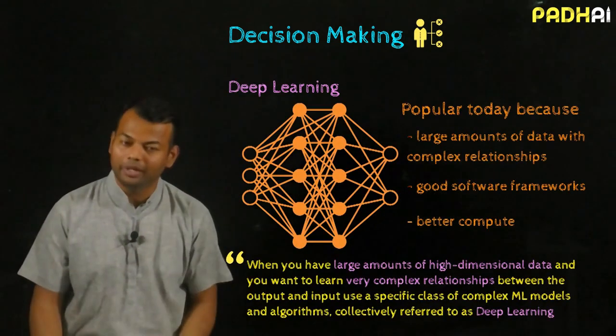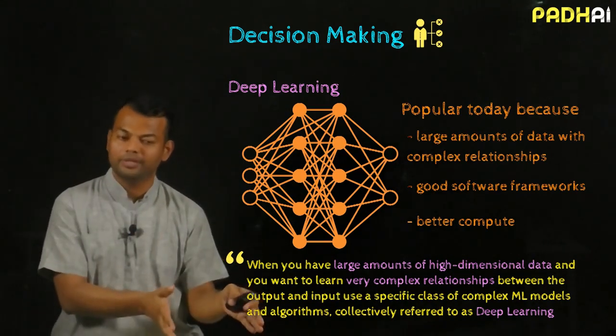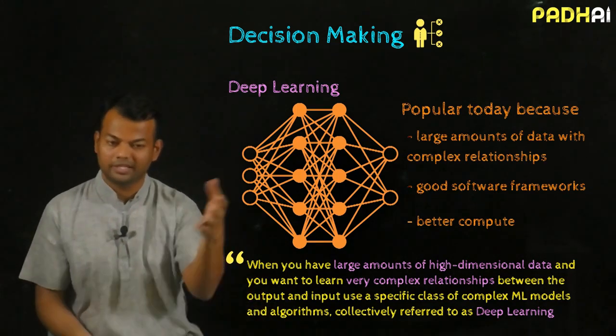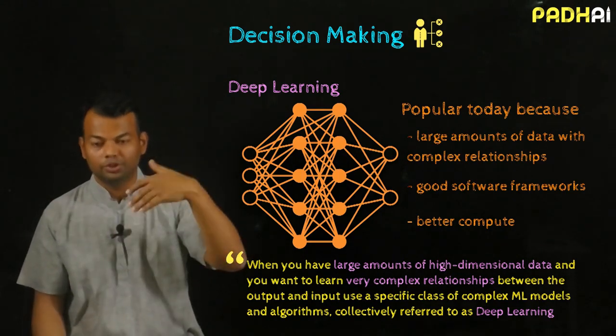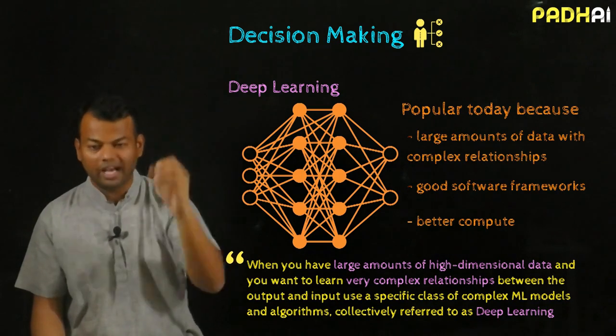And that's where, again, deep learning comes in. If you have the same situation, large amounts of high dimensional data and very complex relations, then you use deep learning. This is again the slide which you had seen previously. Now again, you are interested in decision making, but it so happens that the relations that you are trying to learn are very complex, and fortunately you have large amounts of data.